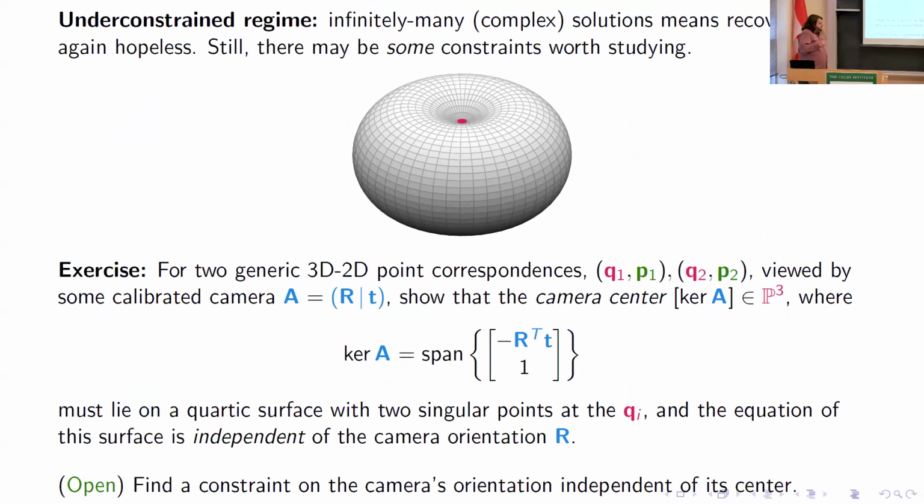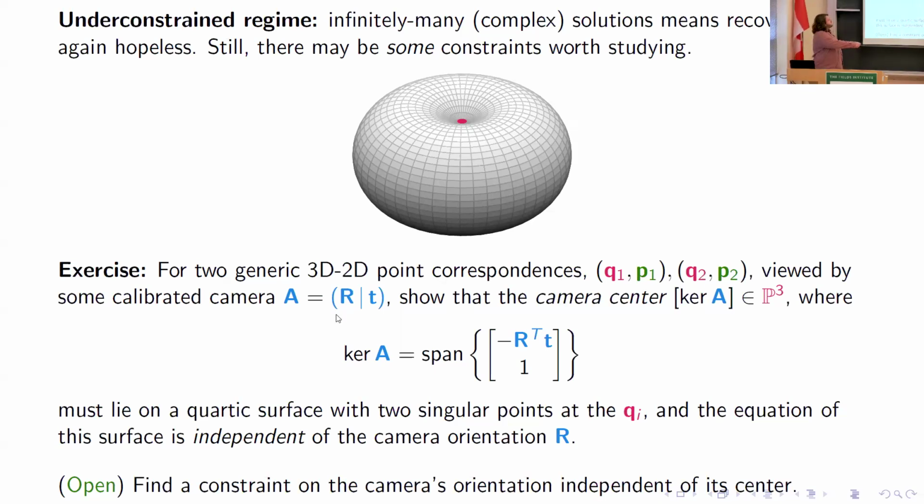Okay, now, that was the over-constrained regime. What about the under-constrained regime? Well, that seems like it's also hopeless, right? Because you don't have enough measurements to recover even up to finitely many possibilities, like 8 in the example of P3P, what the true solution is. But I think from our perspective, this is already an interesting thing to study. So here's an exercise that you can do maybe during the coffee break or something like that.